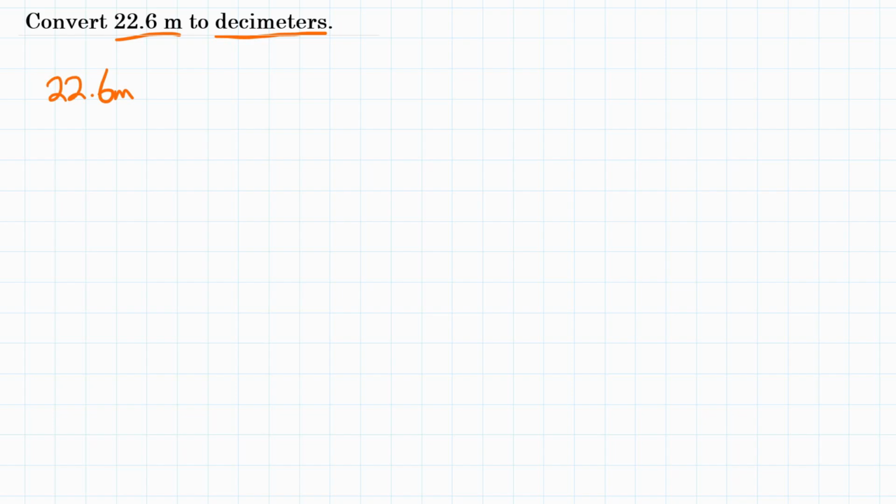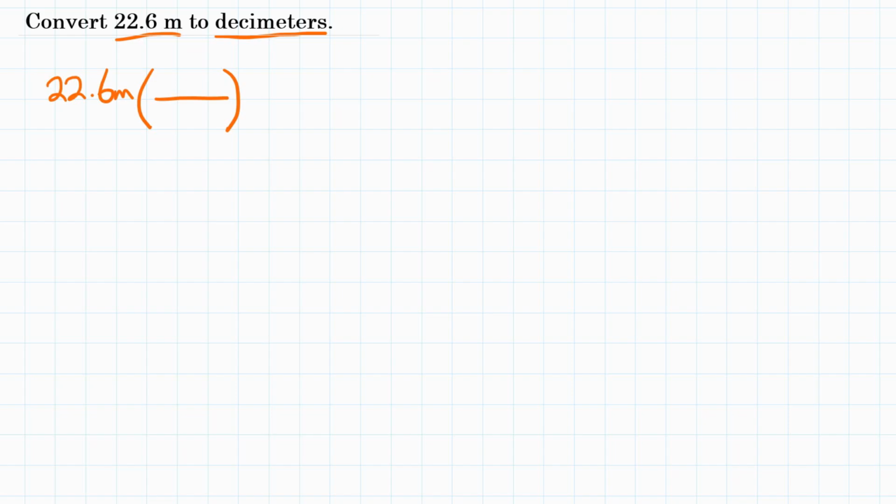For this problem, it's just going to be one conversion factor, and a conversion factor is just a fraction. So I'm going to put a fraction bar here, and I'm going to put that fraction in parentheses to show that we're going to multiply the 22.6 meters by this fraction, by this conversion factor. So now, what is this fraction going to be?